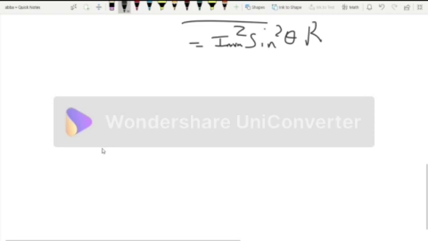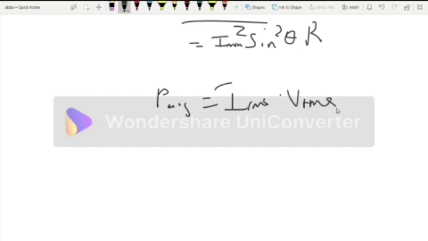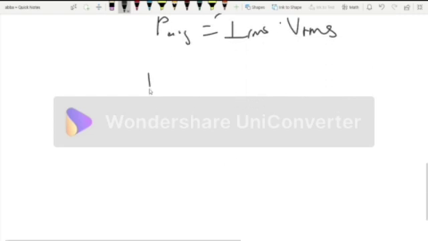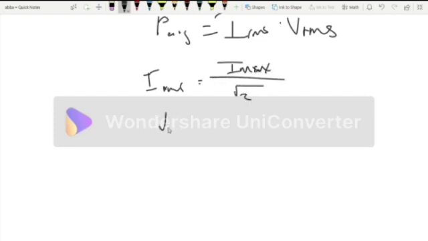Okay, yeah, we have calculated that. So now the P average of that is going to be IRMS multiplied by VRMS, right? That is basically our basic formula, where IRMS is equal to I max over the root of 2, and VRMS equals V max over the root of 2.